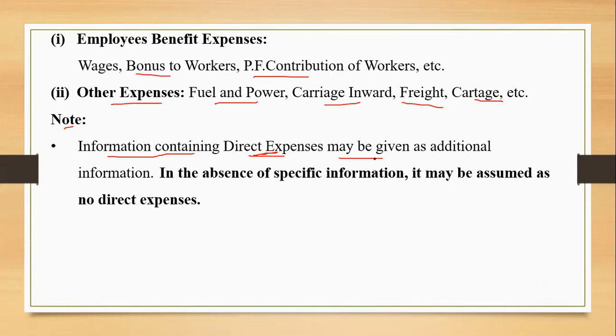And then the most important part is this. In the absence of any specific information, it may be assumed that there are no direct expenses. Suppose we are calculating COGS and we have employee benefit expenses, but there is no information on which amounts in the employee benefit expenses are direct. Then we need to assume that there are no direct expenses. Okay, next.